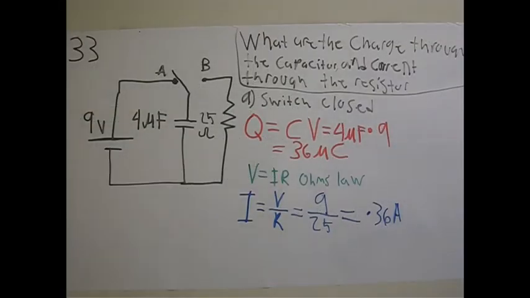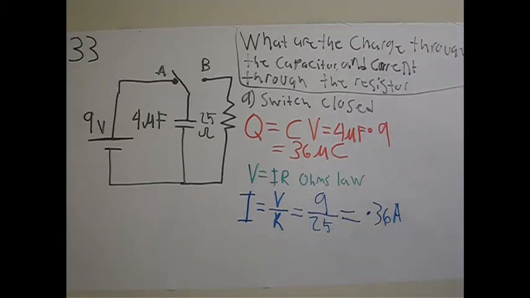Question 33 asks us to analyze the circuit pictured on the left and find what the charge is through the capacitor and what the current is through the resistor at various times.